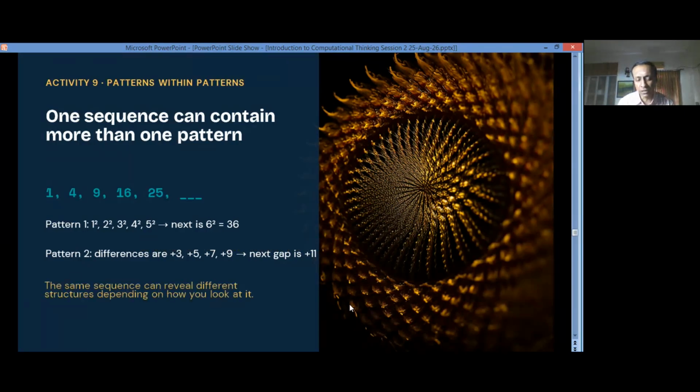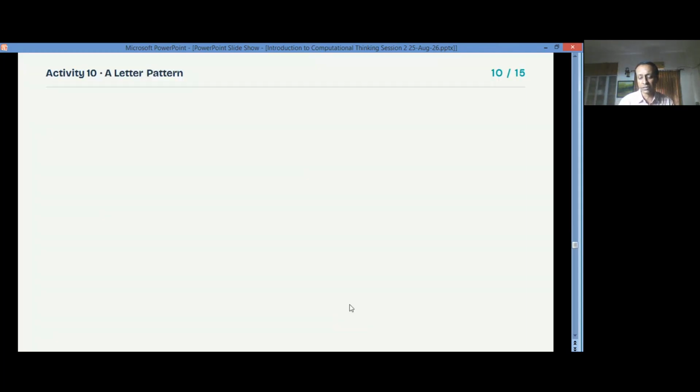The same sequence reveals two structures depending on how you look at it. So as maths teachers, these are the things that you will want to explain to children and make them appreciate the beauty of mathematics and especially these progressions.